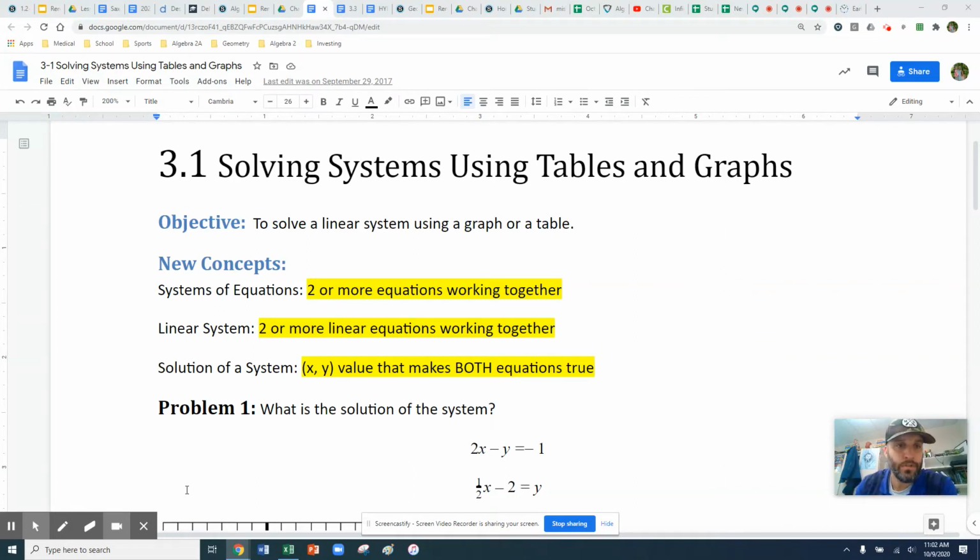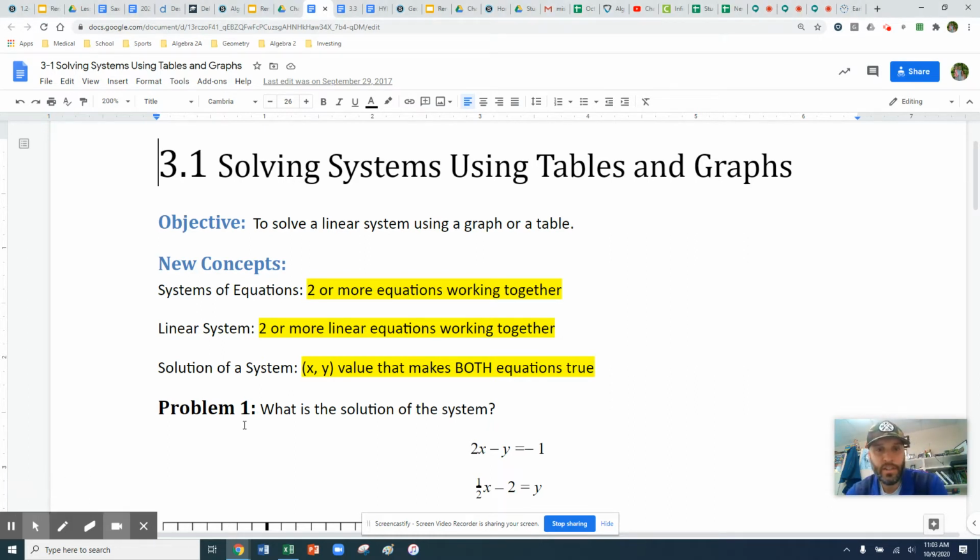Hey everyone, welcome to Chapter 3, where we start to look at systems of equations, and today we're looking at 3.1, solving systems using tables and graphs. You will need a calculator, so if you do not have a calculator handy, you should pause the video right now and get that ready to go.